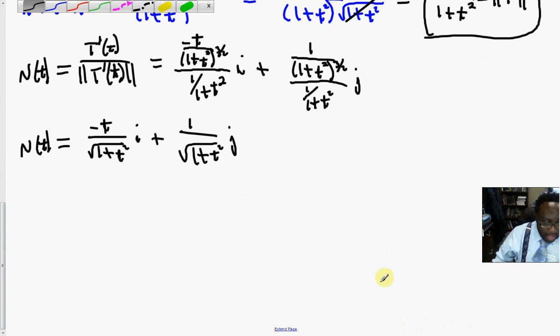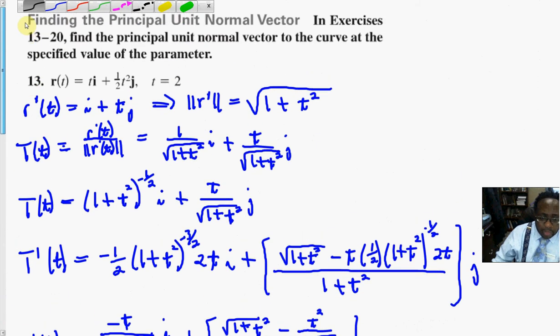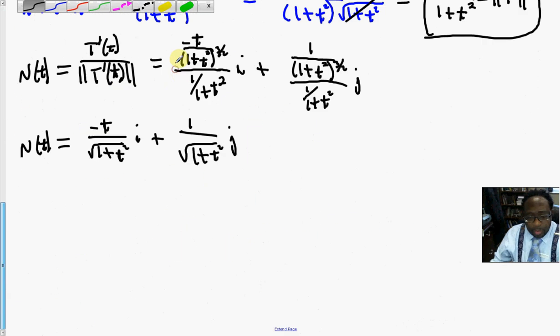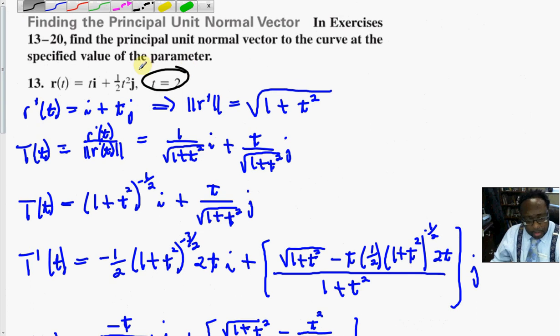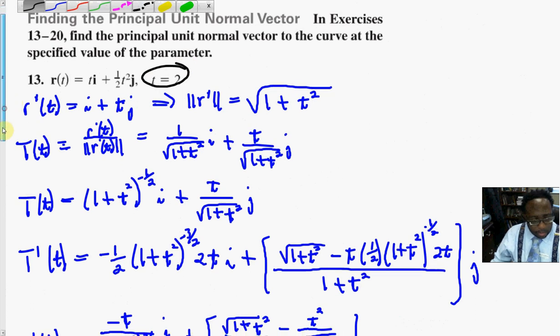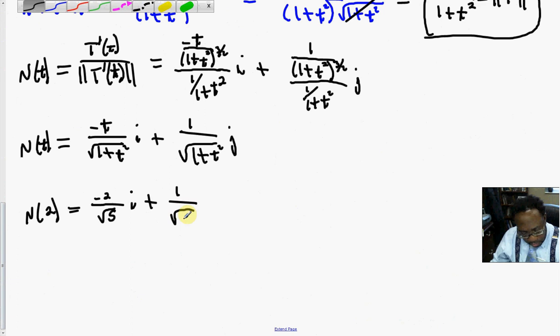And I believe they gave us a number to evaluate little t. So we evaluate little t at t equal to 2. There it is. So N of 2 is equal to negative 2 over the square root of 5 i plus 1 over the square root of 5 j.